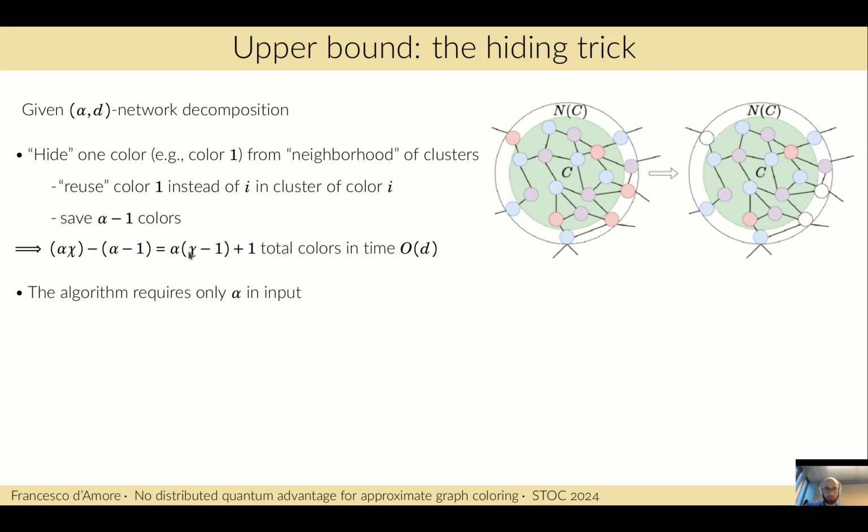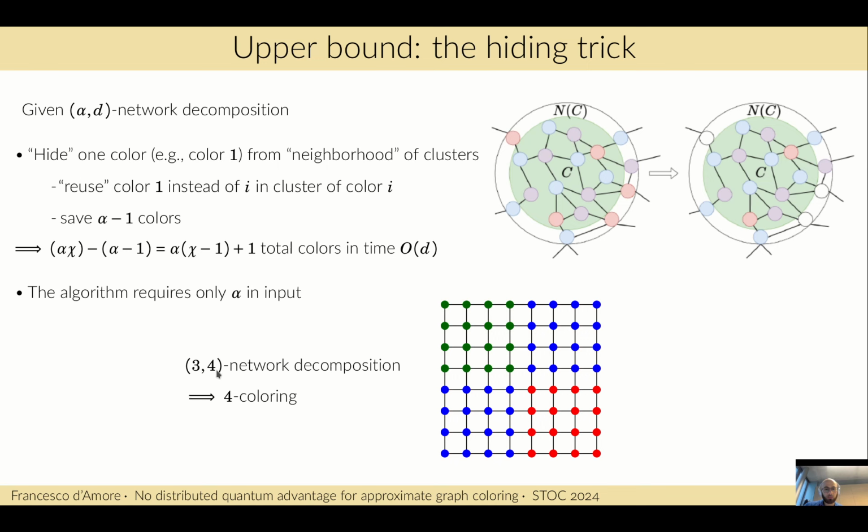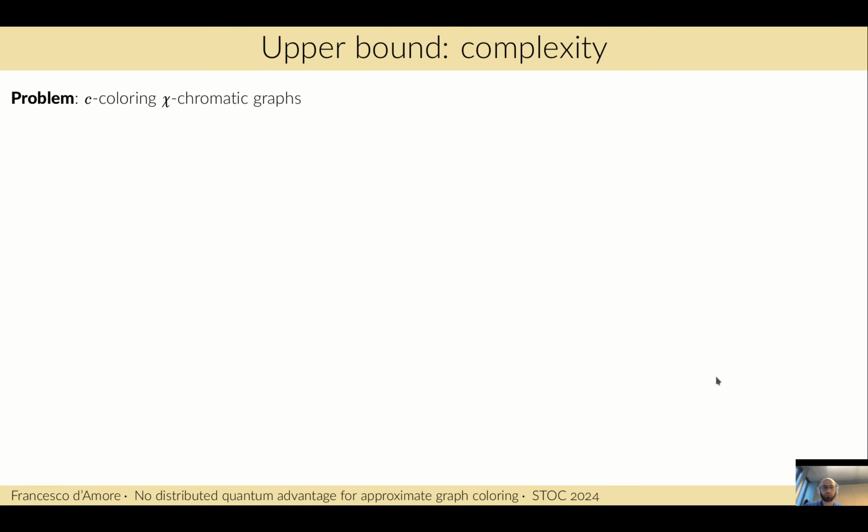This algorithm, given the network decomposition, requires only alpha in input, and alpha will be exactly our approximation ratio. So in the case of grids, if you use the hiding trick, of course the clusters will not look exactly like this, they will be slightly modified, but we can obtain a 4 coloring where each cluster uses 2 colors, but basically the nodes that are on the border of each cluster will always have the same color. So you have to modify locally a bit the structure of the clusters.